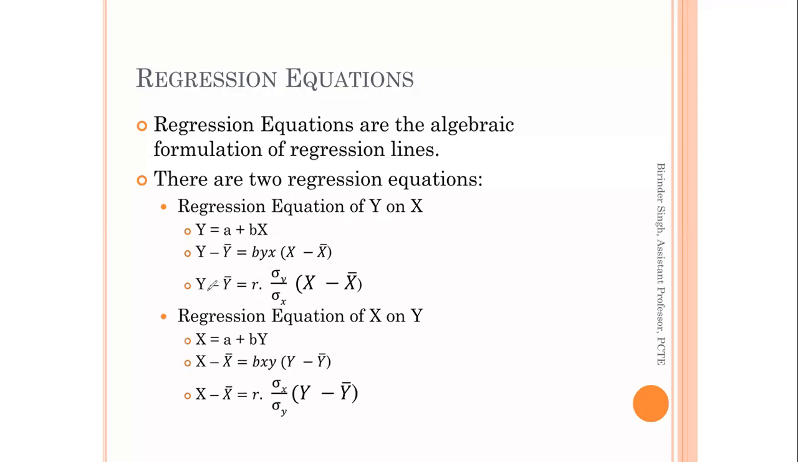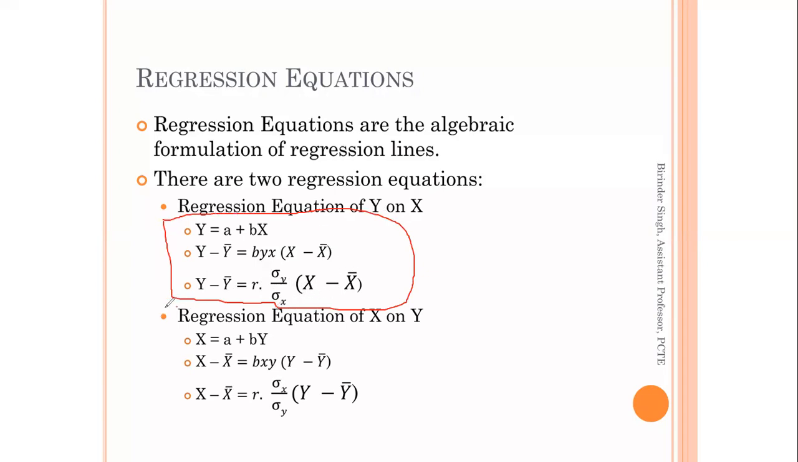Similarly, there is one more formula using the standard deviation and the correlation coefficient, that is, y minus y bar is equal to r, where r is the correlation coefficient, into sigma y divided by sigma x. That is the standard deviation of y and the standard deviation of x. Then we multiply this by x minus x bar. So these three equations are the most important equations. Whenever any problem is to be solved in regression, any of these methods can be used.